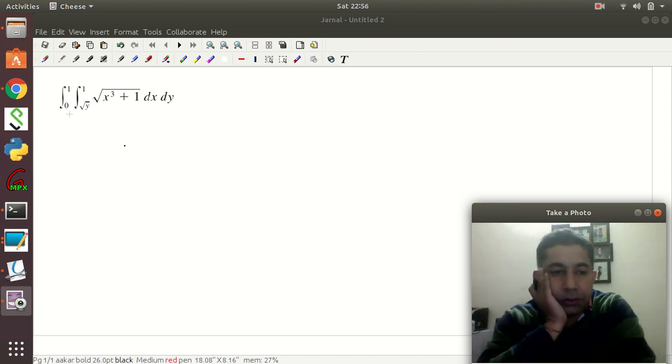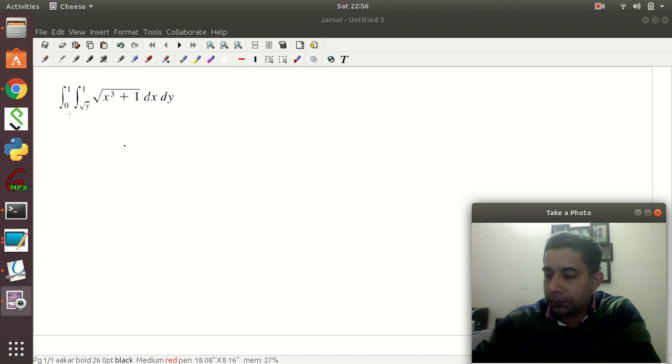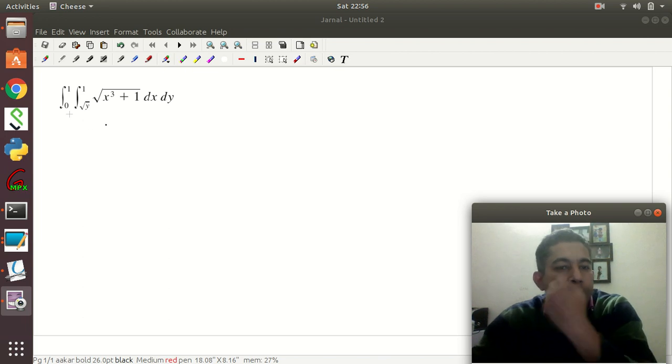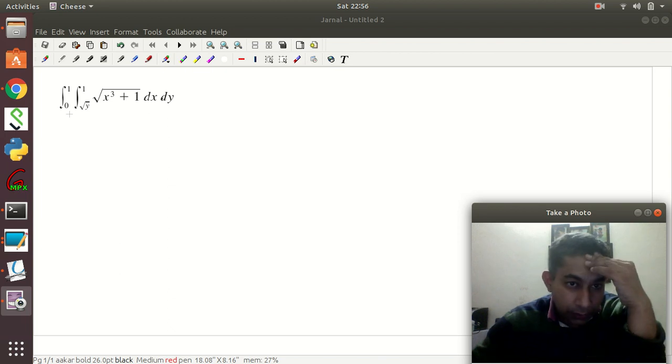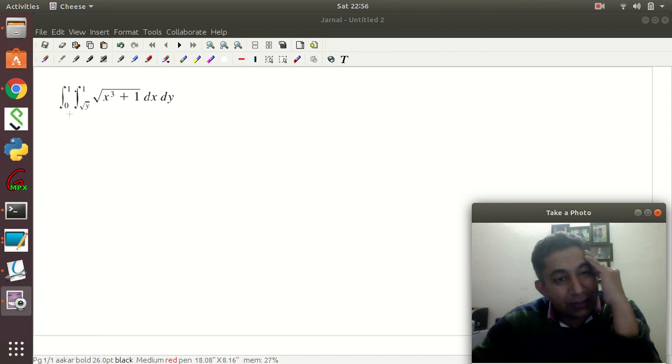Alright, so let me demonstrate how to solve this question. We have to integrate root x cube plus 1 with respect to x first, from this limit to that limit, and then whatever the result is, we have to integrate with respect to y from 0 to 1.